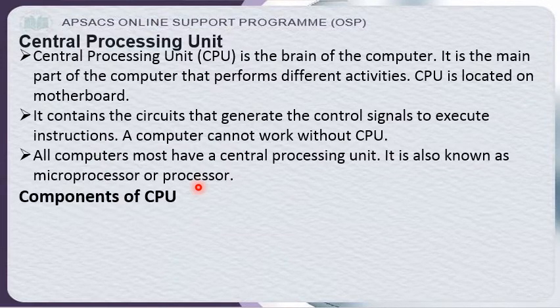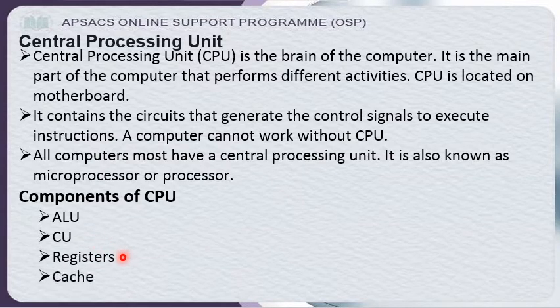What are the components of a CPU, the central processing unit? There are 5 components. The first is the ALU, then the control unit, registers, cache, and the last one is internal buses.